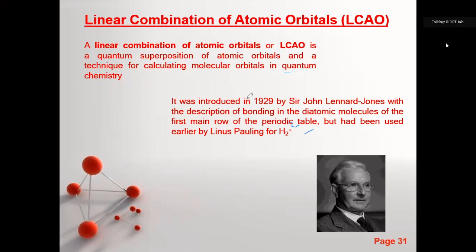It was discovered in 1929 by John Lennard-Jones with the description of bonding in diatomic molecules of the first row of the periodic table, but it had been proposed earlier by Pauling. Pauling is the scientist who discovered two theories. One is that electrons fill one by one, and the next is that electrons fill according to energy level.